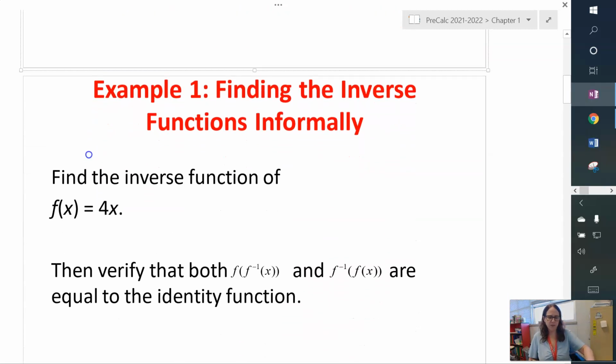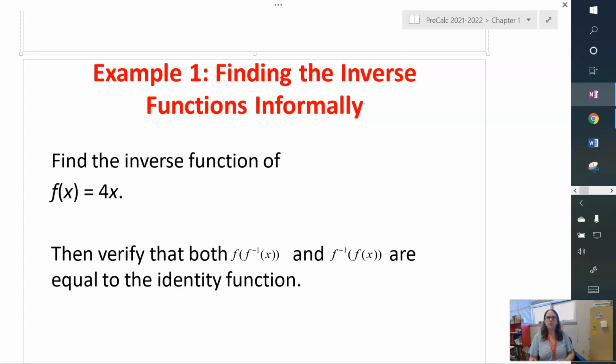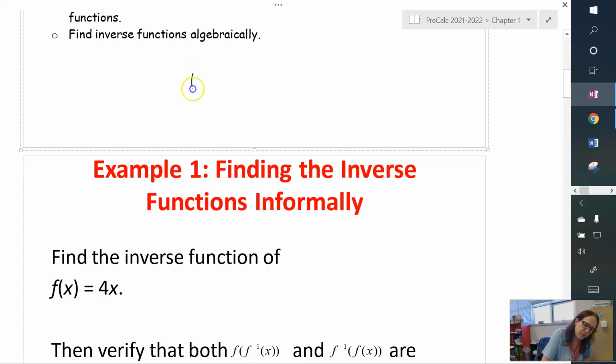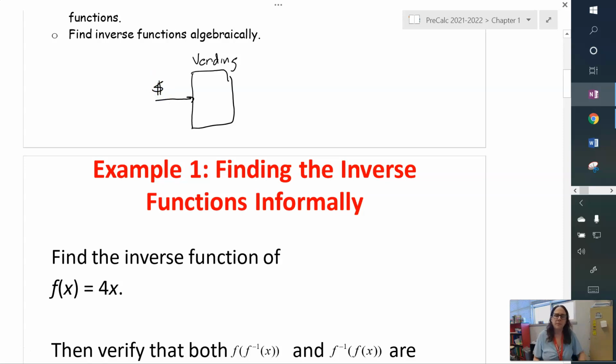So first of all, let's talk about an inverse function. I think of a function as a vending machine. So I'm going to draw a picture. Here's our vending machine, and your input is your money. You put money in, and output is a snack. So we think of input as x and output as y.